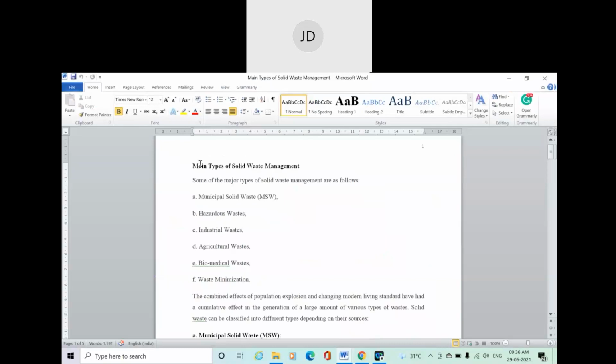When I say the main types of solid waste management, there are different types of waste management, and it depends on the source of the waste. It may be municipal solid waste, and different categories are there: hazardous waste, industrial waste, agriculture waste, biomedical waste, and waste minimization. Waste minimization means how to minimize the waste, basically. So these are all under solid waste management.